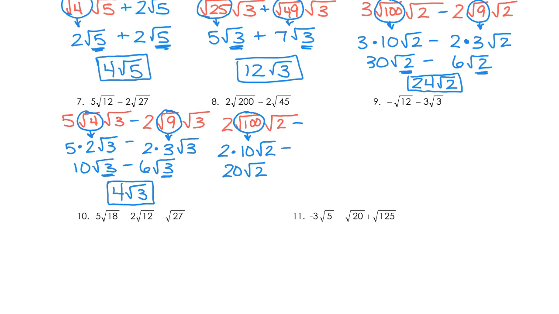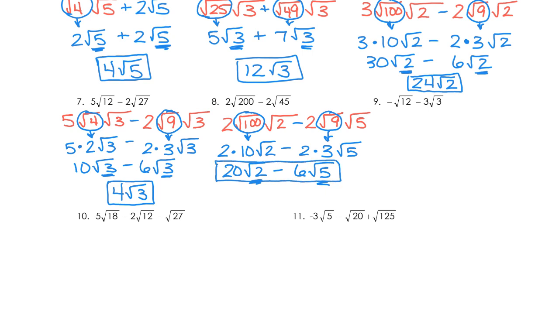Keep the minus sign. And we'll do the same thing with 2 square root of 45. Keep the 2. Break up the 45 into 9 and 5. Circle our perfect square. It becomes 3. Everything else comes down, and that becomes 6 square root of 5. And we're going to notice that these are different, and therefore we are finished with this one. They will not go together.